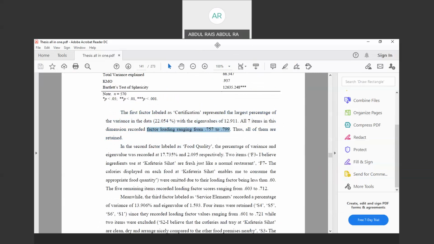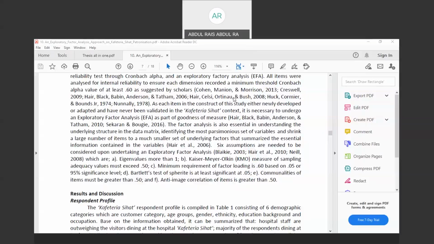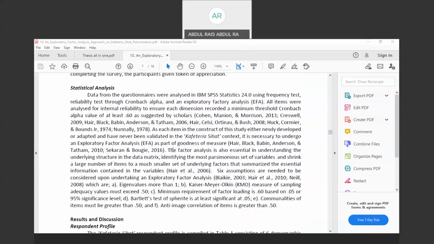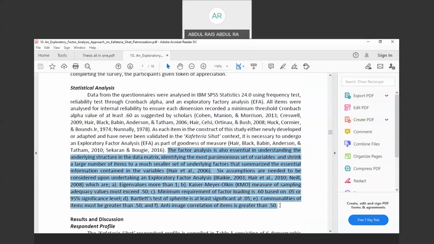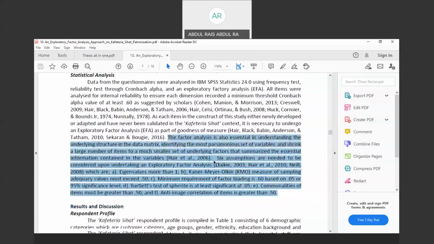If you were to report this in a journal, it will look something like this. In the methodology, we say factor analysis is essential in understanding the underlying structure in the data matrix, identifying the most parsimonious set of variables and shrinking a large number of items to a much smaller set of underlying factors that summarize the essential information contained in the variables. And then these are the six assumptions that need to be met.